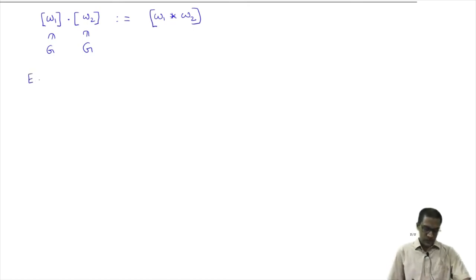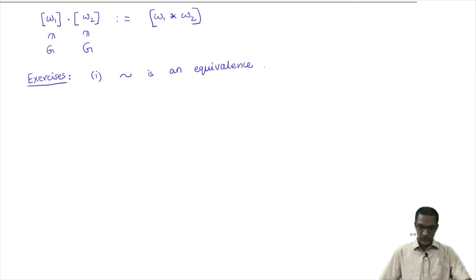Now, since the verification of the properties is very closely analogous to what we have seen already for the case of two alphabets, I'm just going to leave this as an exercise for you to try your hand at how these arguments work in general. So here are the various exercises. One is, show that this is really an equivalence relation. And two, show that G with this product is a group.